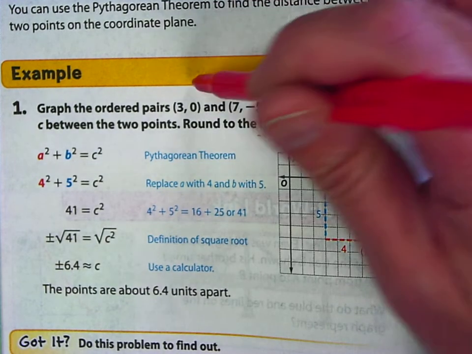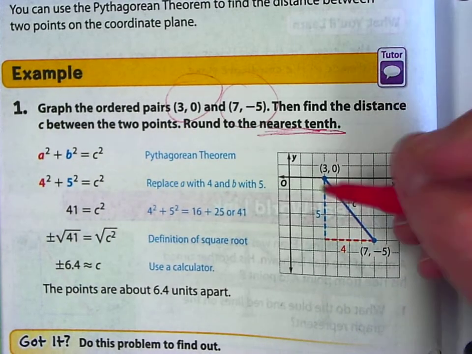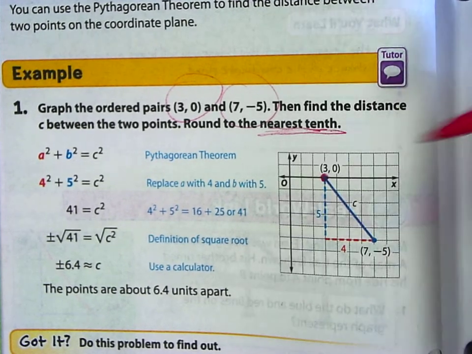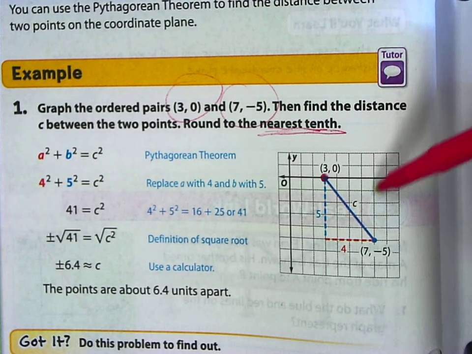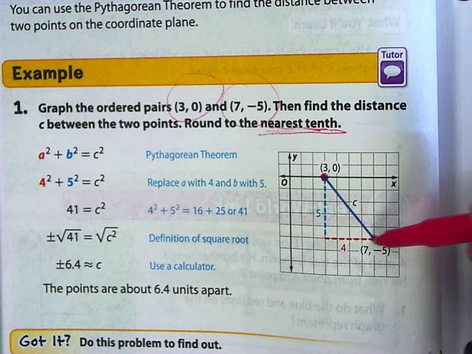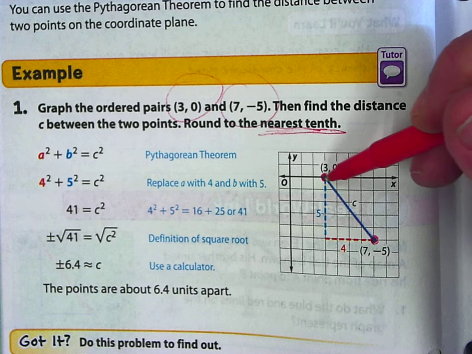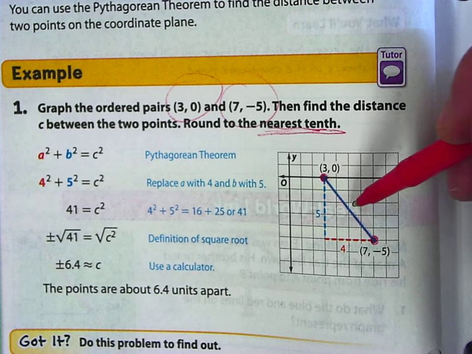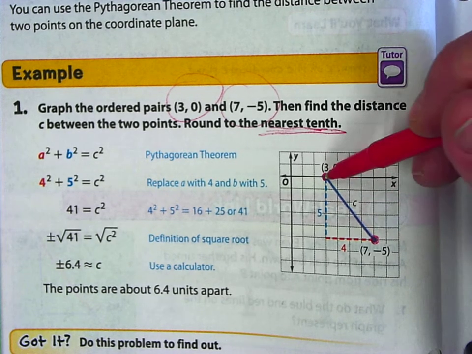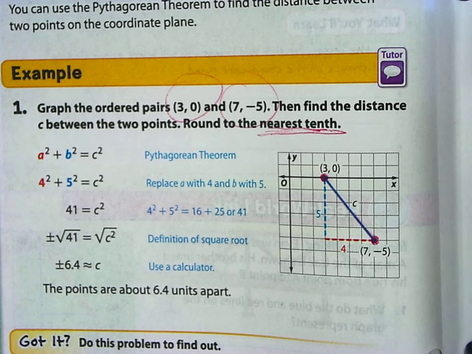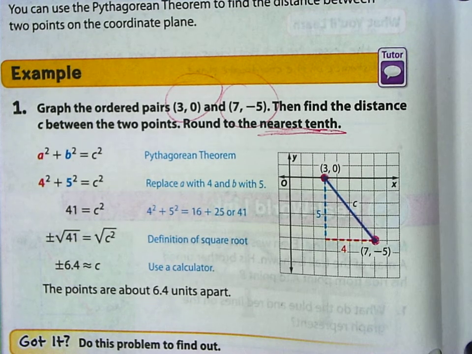So the first thing you want to do is graph these 2 points. So 3, 0 is this point right here. 7, negative 5 is this point right here. So now they want us to find the distance between these 2 points. So we're going to call this line C. But we can't count these squares diagonally. So what we're going to do is we're going to draw in a right triangle.